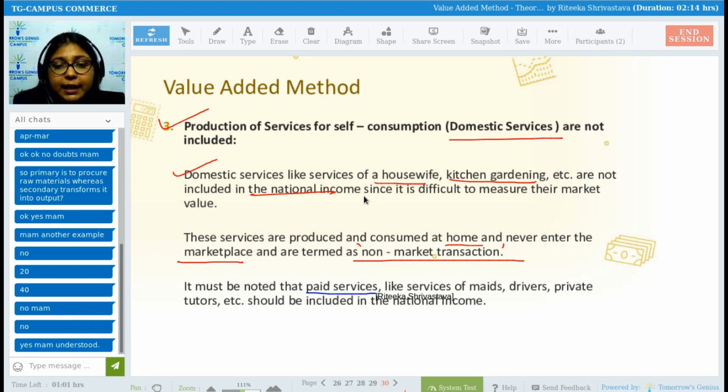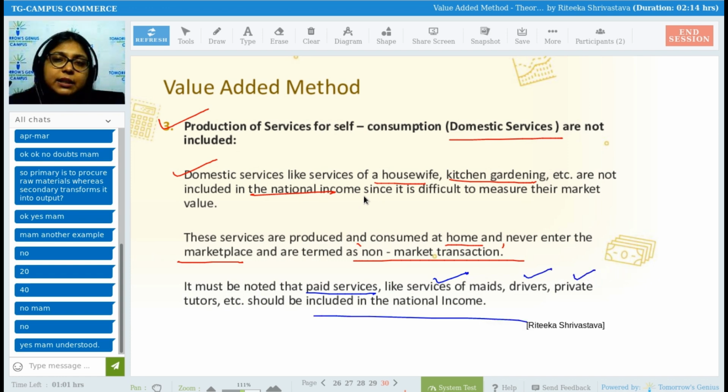But it should be noted that paid services like the service of maids, drivers, private tutors, all those should be included in the national income. If a maid is coming to your house and you are paying her, that will be included in the economy. If you have a personal driver and you pay that driver, that will be included. Private tutors, or any tuitions you're joining anywhere, will be included. If you have a cook coming to your home, that will be included. But domestic services will not be included while computing national income.